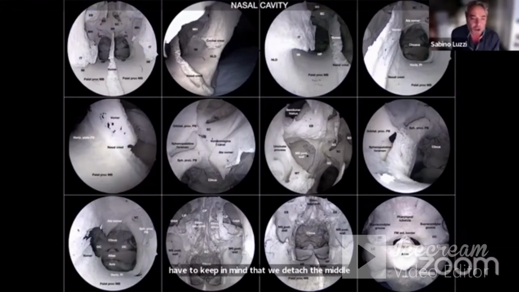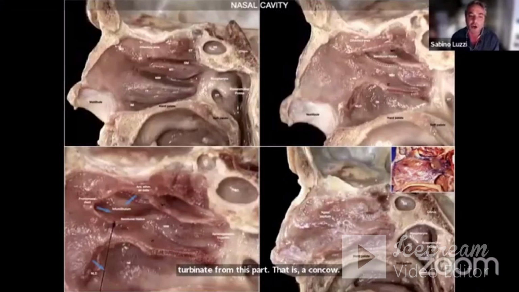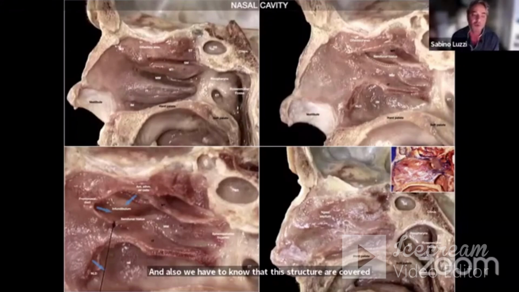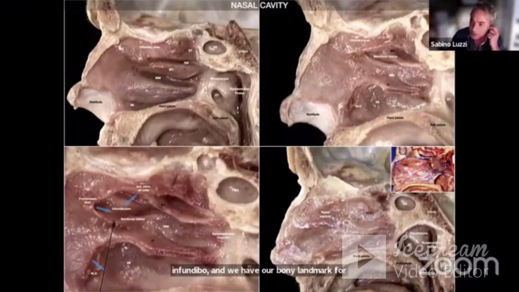And also we have to note that these structures are covered by mucosa, and sometimes it can be a little bit difficult to orient ourselves when we see all this bony structure covered by mucosa. But we can see here the infundibulum, and we have our bony landmarks for orientation, and everything is clear when we know very well the bony anatomy, as just shown at the level of the nasal cavity here.